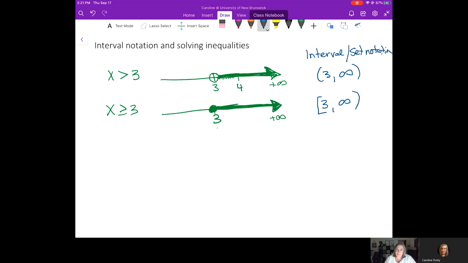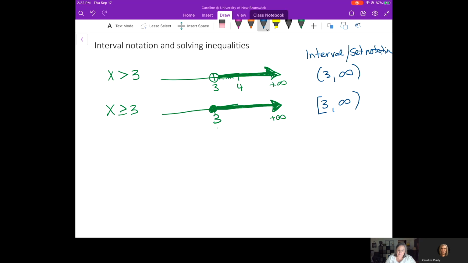Now, notice that I have a round bracket on the end where the infinity is, and that's because infinity is not the biggest number. It's the idea of a biggest number. Like I can always add 1, and then that's bigger than the infinity I wrote. So we never put a square bracket on an infinity.